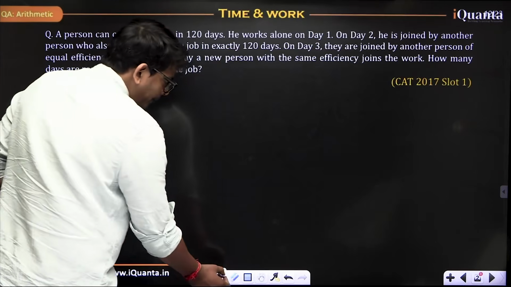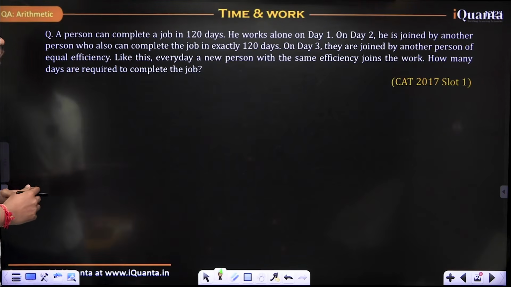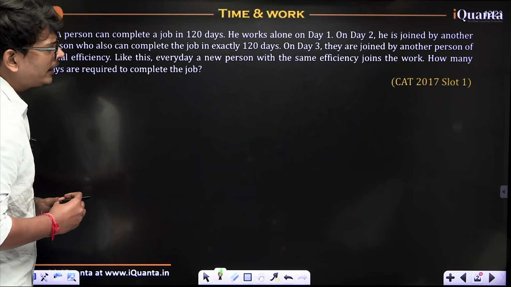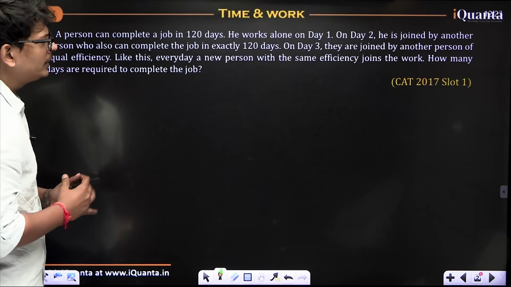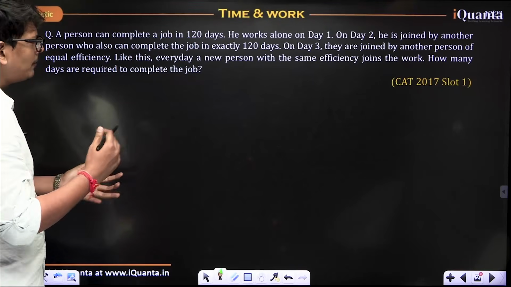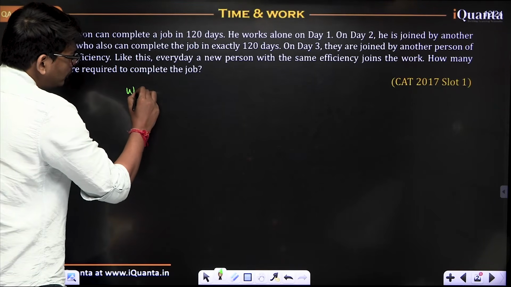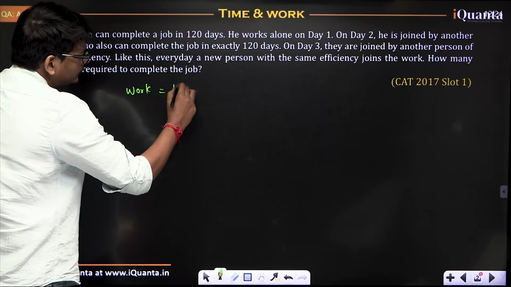So let's talk about this question first. A person can complete a job in 120 days. He works alone on day 1 and on day 2 he's joined by another person who also can complete a job in exactly 120 days. So what I'm doing here, I'm assuming total work as 120 units.